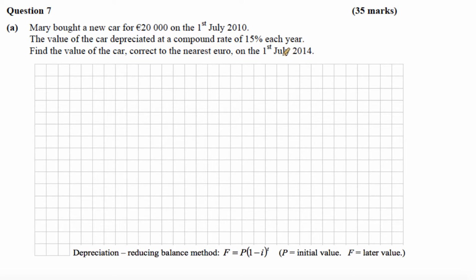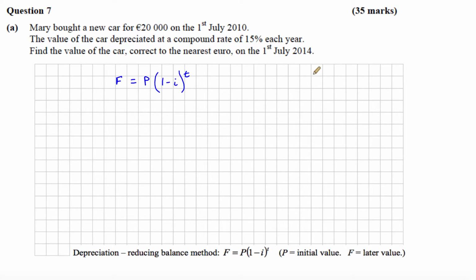Okay, so I've taken this from the tables book, which is the depreciation method. So we have the formula here. F, the final value, or the later value, is equal to P, the initial value, times 1 minus I to the power of T. T is the time and I is the interest rate.